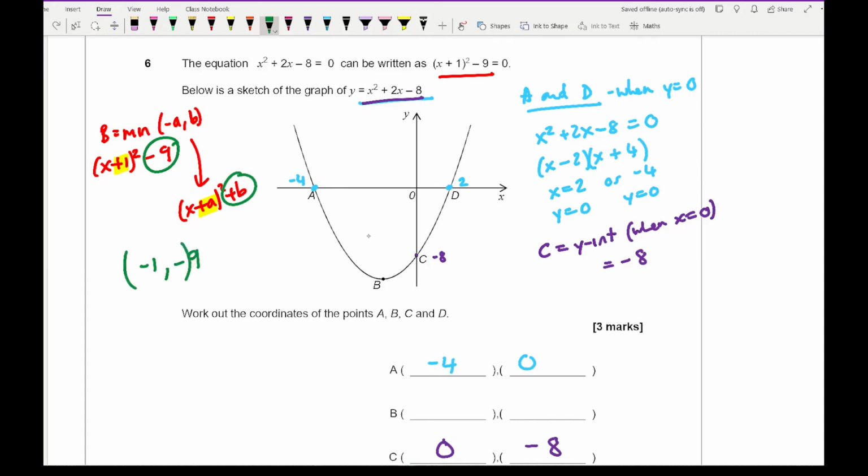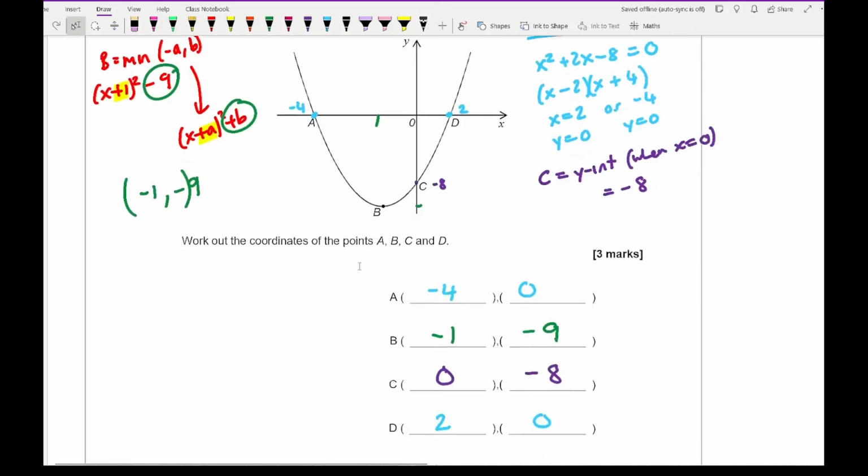So does that coordinate look correct? Well, yes, because I'm looking for a negative x value and a negative y value. So my ordinates are going to be minus 1 and minus 9. And there we are, done.